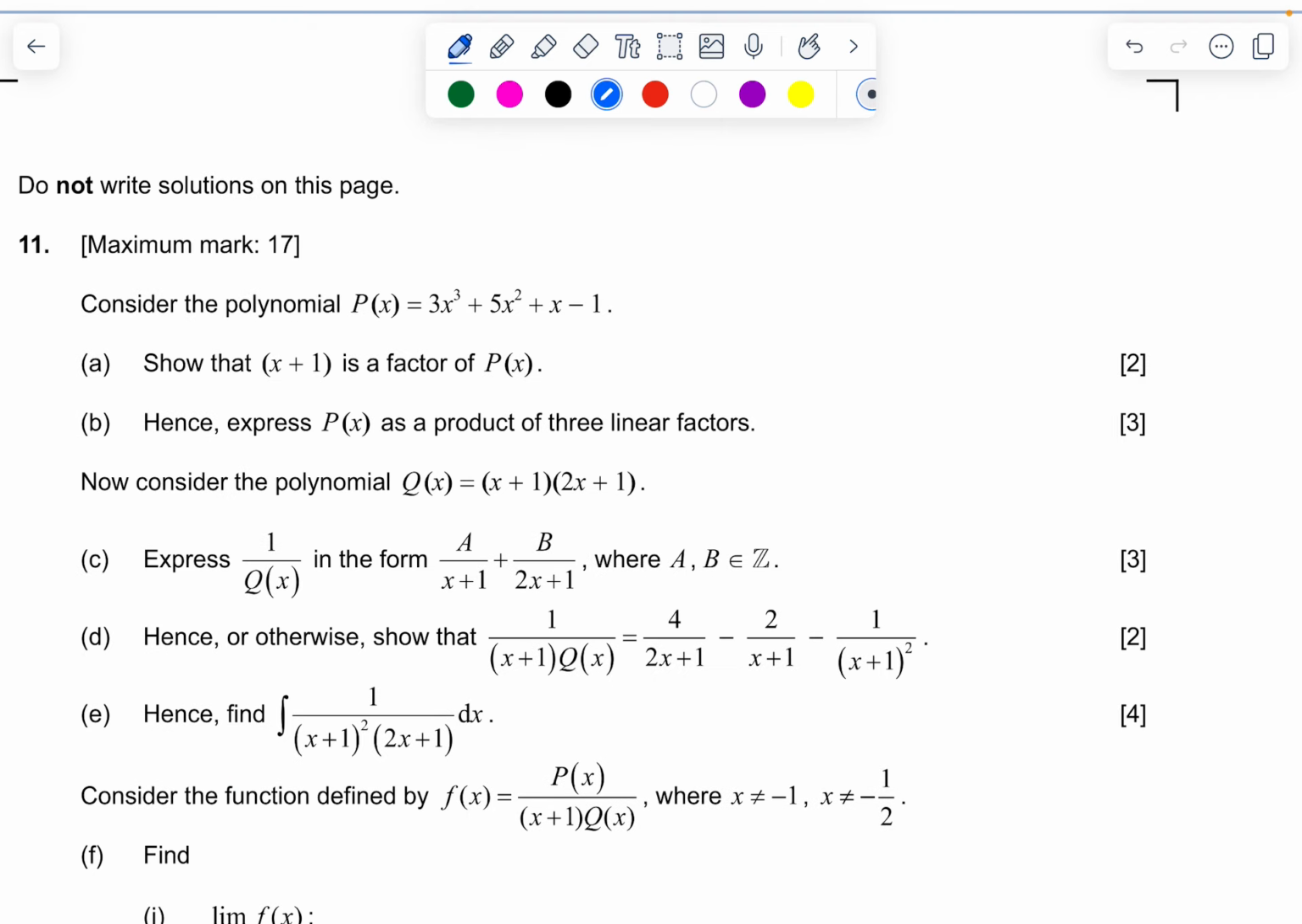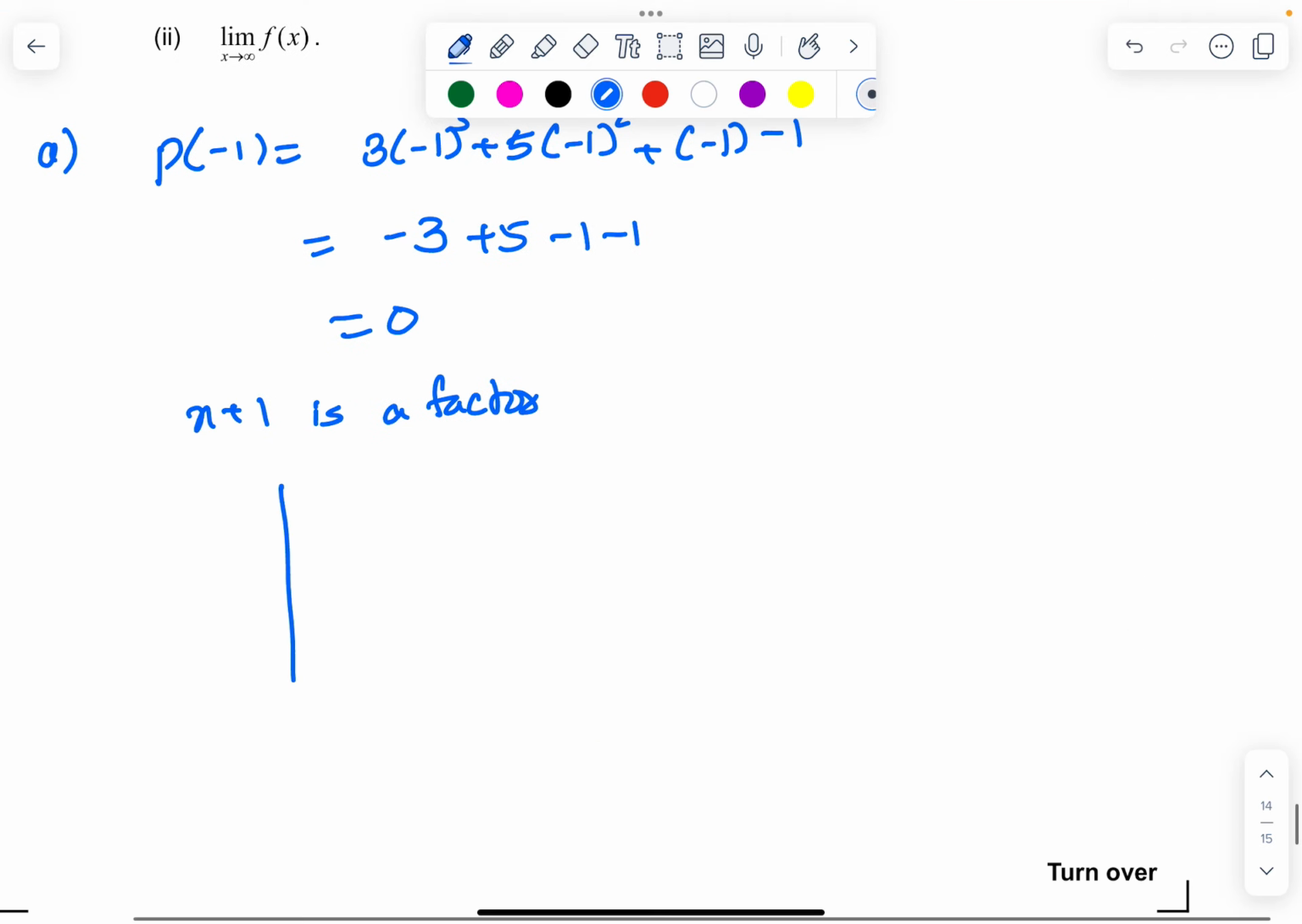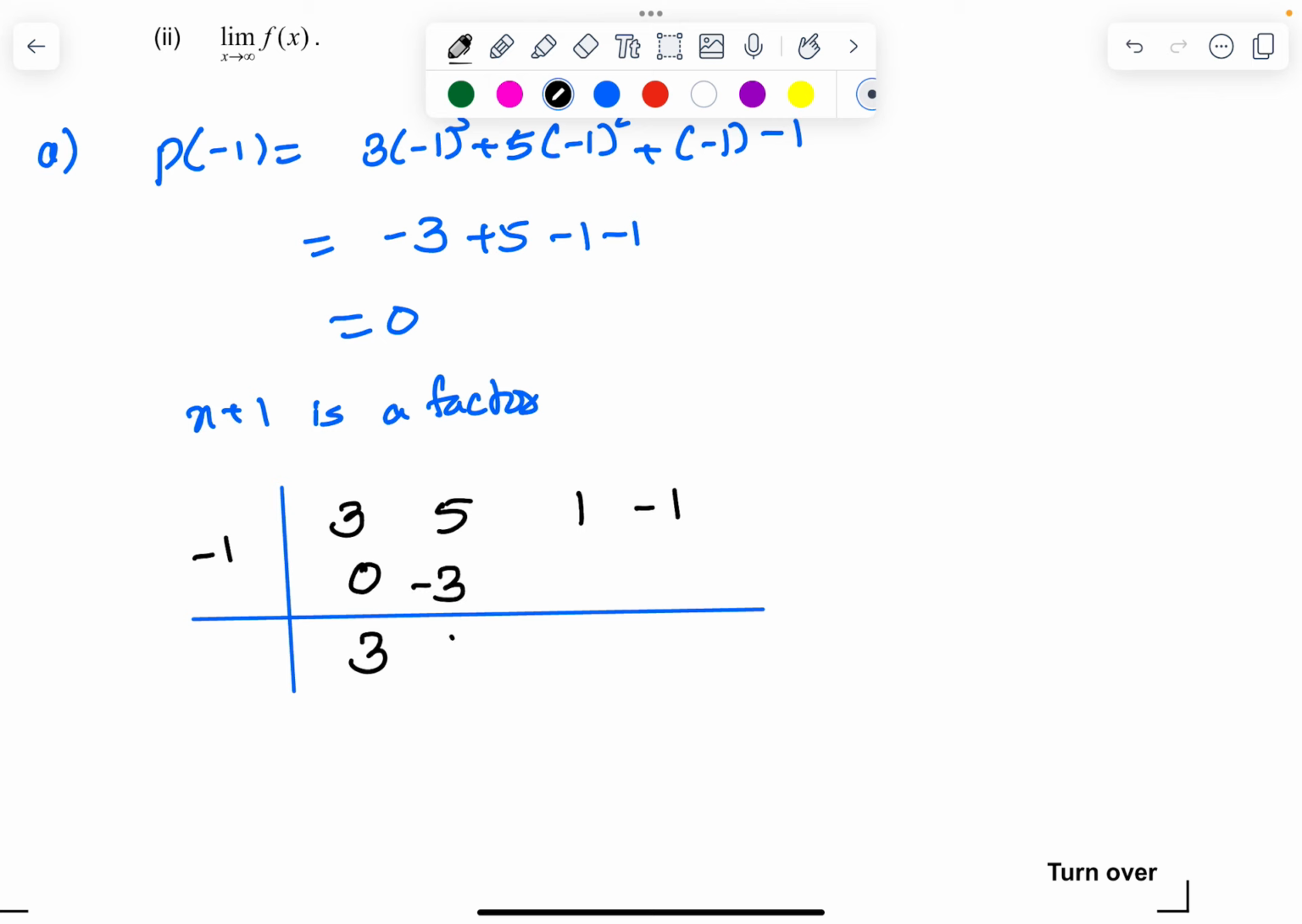Hence, express P of x as a product of linear factors. So what am I going to do? I am going to do the synthetic division for that. What is the synthetic division? 3, 5, 1, negative 1, with negative 1 as the divisor, and 0. 3 plus 0 is 3. 3 times negative 1 is negative 3, giving 2. Then 2 times negative 1 is negative 2, giving negative 1. Then 1 times negative 1 is 1. So the remainder is going to be 0.